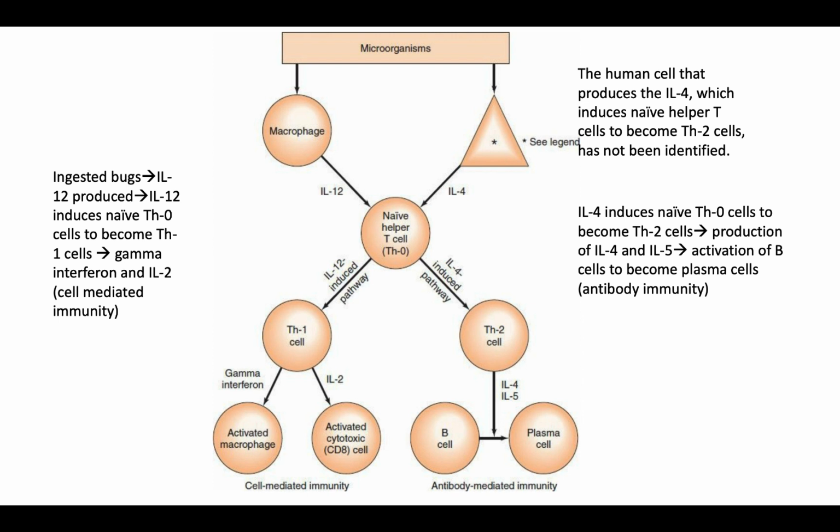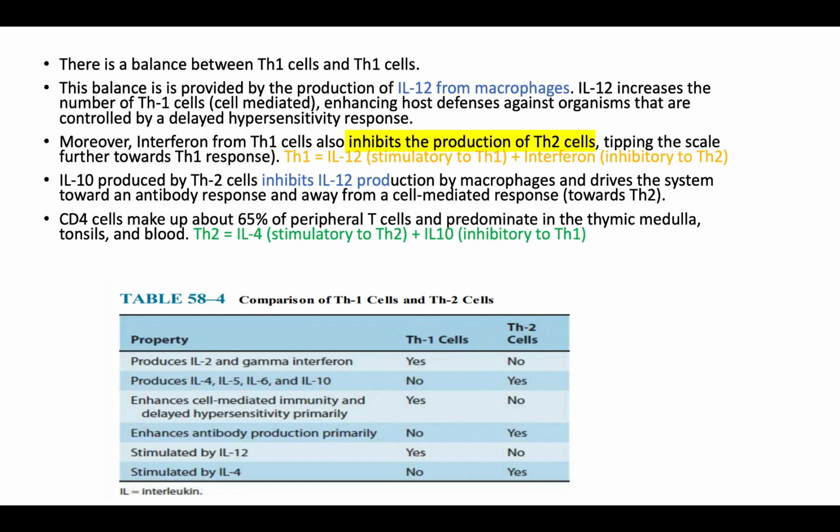Committed, done. But the virus itself will have different antigens, right? So you might process different parts, and you might mount slightly a TH2 response against a certain antigen and maybe a dominant TH1 response against another antigen. That might happen. So there is a balance between them, between TH1 and TH2 cells. This balance is provided by the production, again, of interleukin 12, which increases the number of TH1 cells, cell mediated. So they try to push all these naive, undecided T cells towards a cellular response.